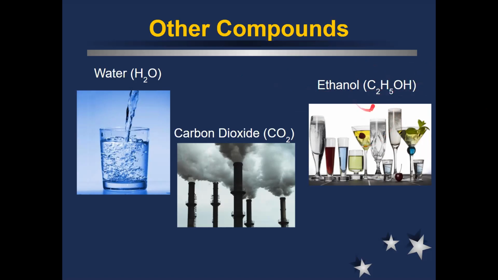So ethanol is 2 carbons, 5 hydrogens, and an oxide group, which is an oxygen and hydrogen together, all bonded together into 1 small little chain. So again, ethanol is a compound because it's multiple different elements that are all chemically bonded together. They're all stuck together.